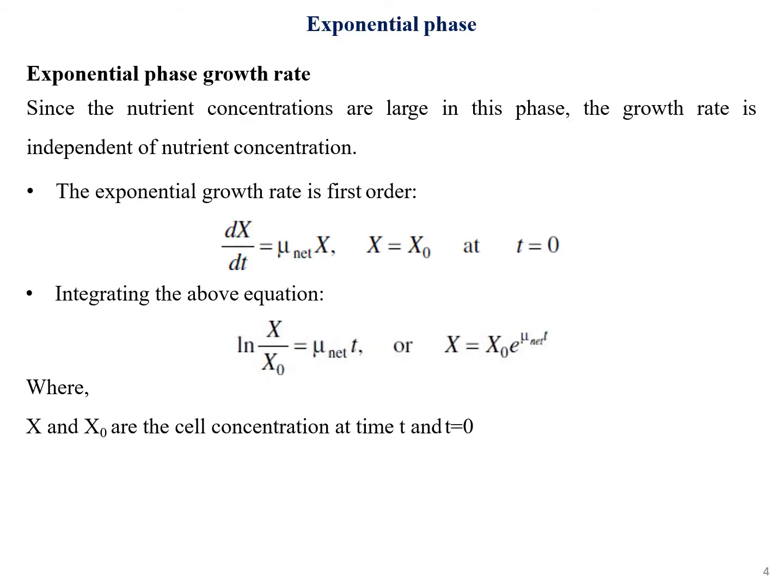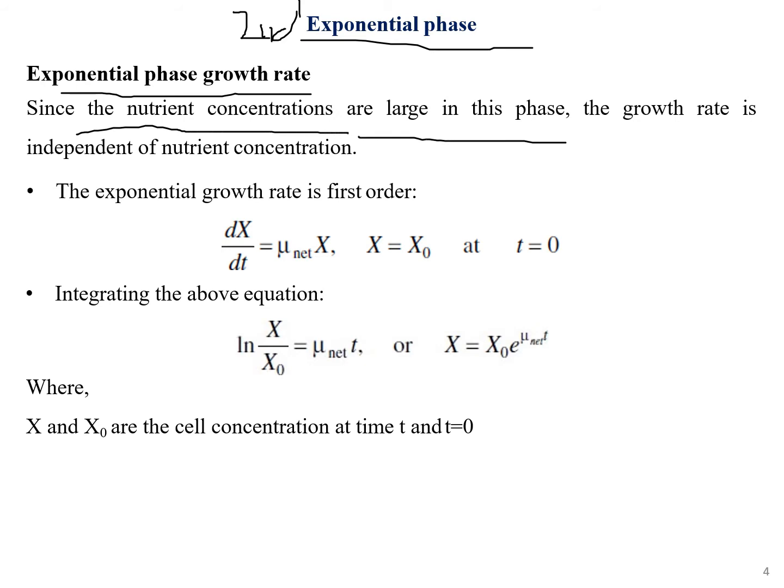Let's move to the second growth phase, which is the exponential phase. This is one of the most important phases when considering microbial growth. In the exponential growth phase, since the nutrient concentrations are large, the growth rate is independent of nutrient concentration.